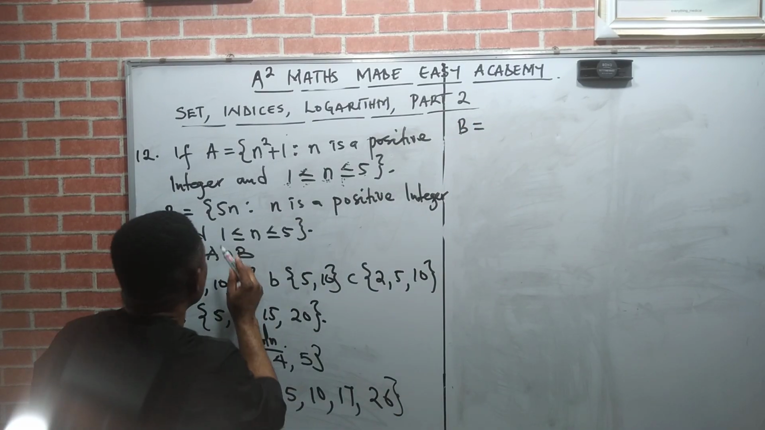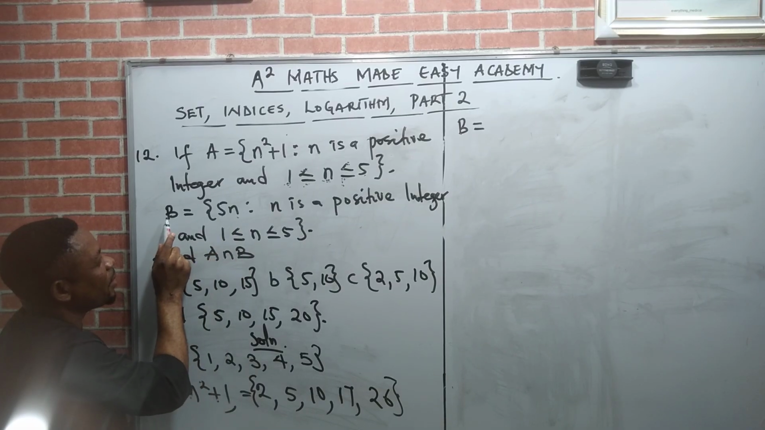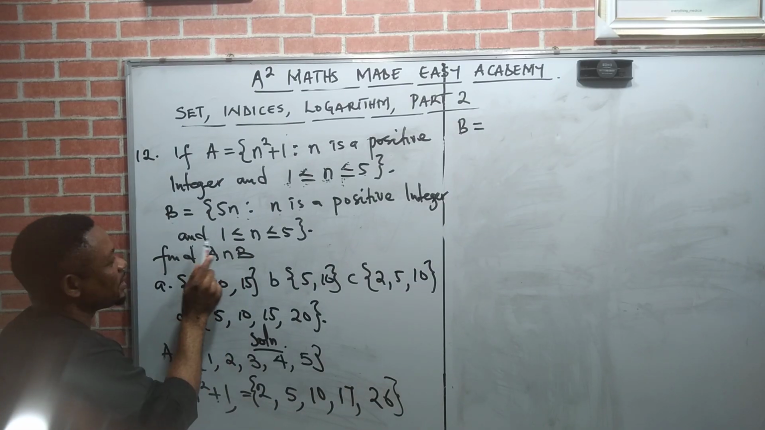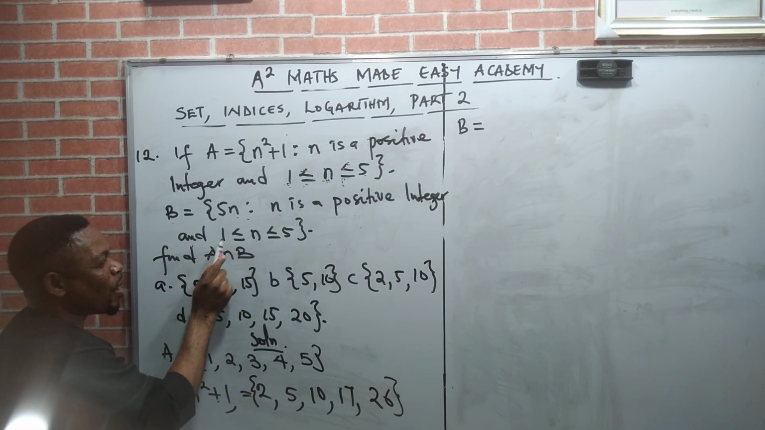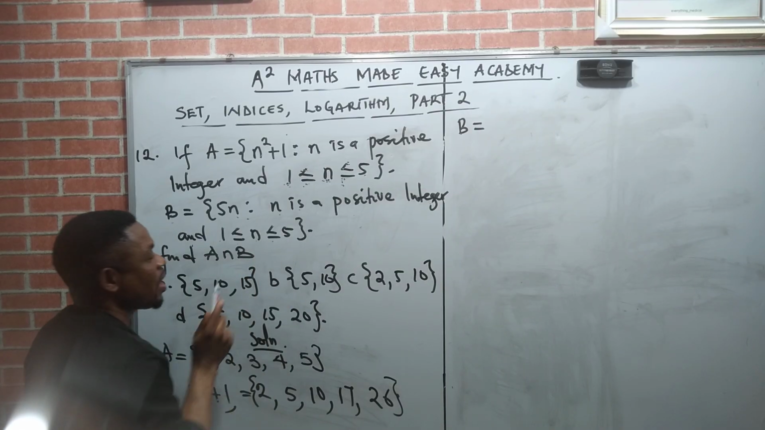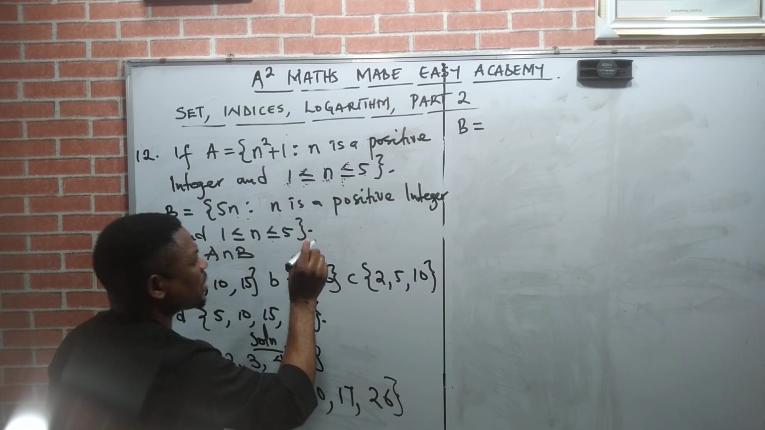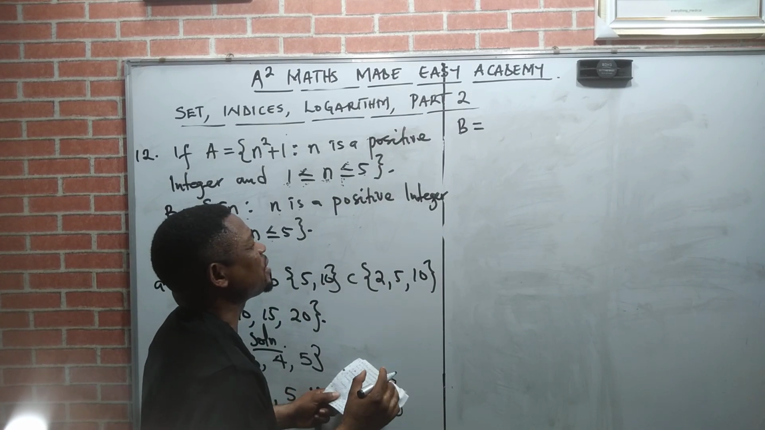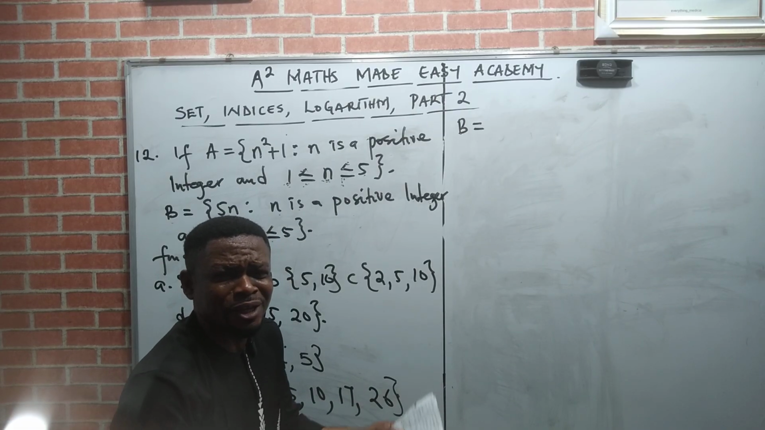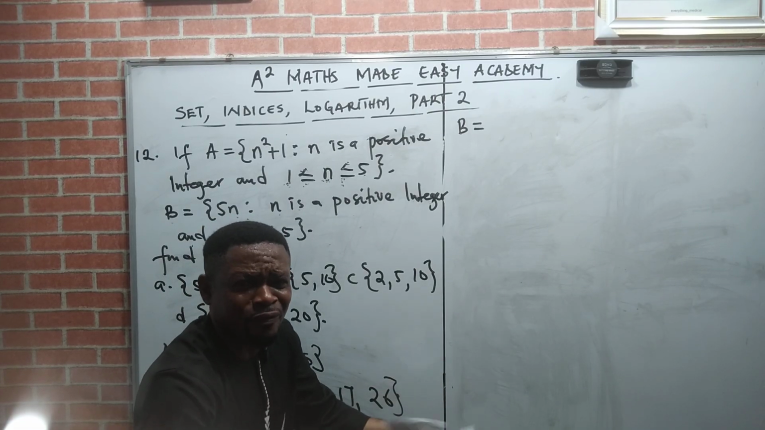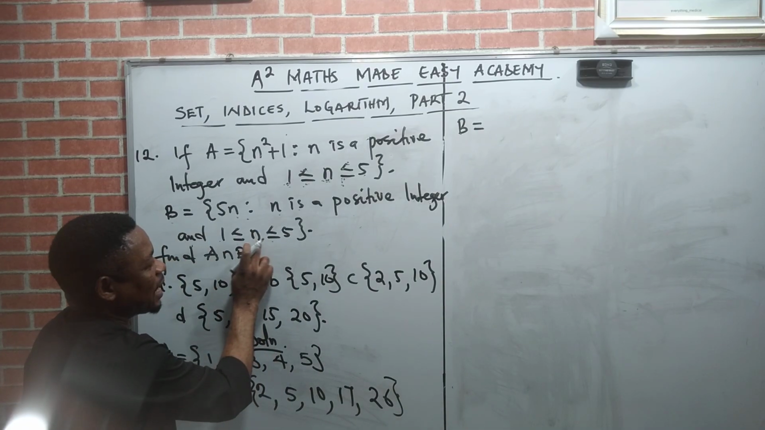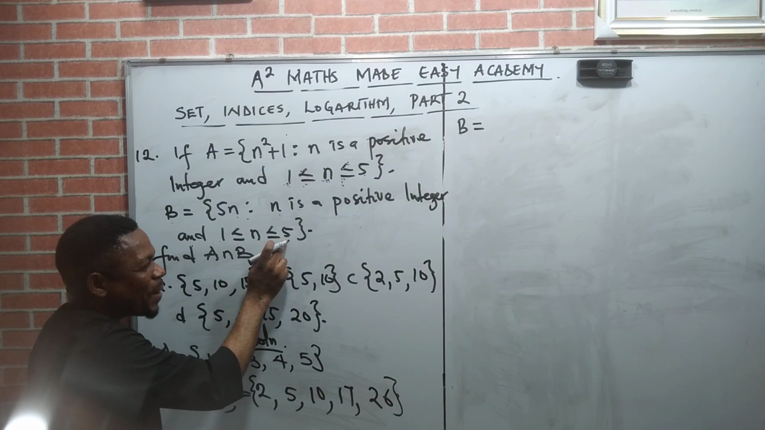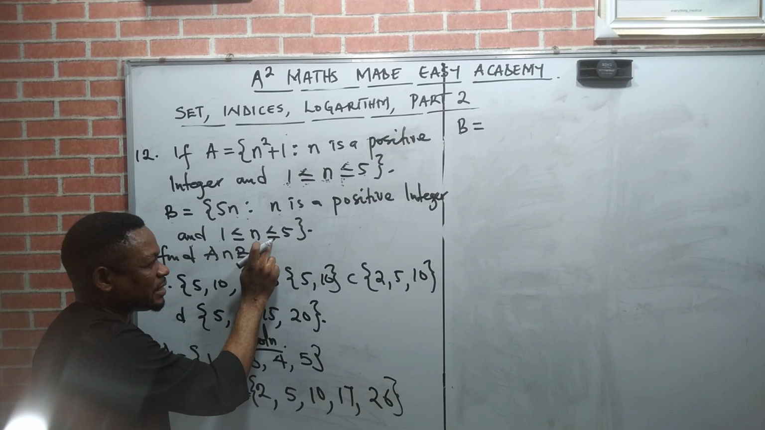Now watch. Set B says 5n is a member of set B such that n is a positive integer and n is greater than or equal to 1 but less than or equal to 5. Are you there now? Remember, I did not talk about positive integers. What are positive integers? They are just the set of positive whole numbers that starts from 1, 2, 3, 4 continuous. And that is why they give you the analysis here using inequality, which means you have to start with 1 and stop at 5. The reason is because there is an equal to.